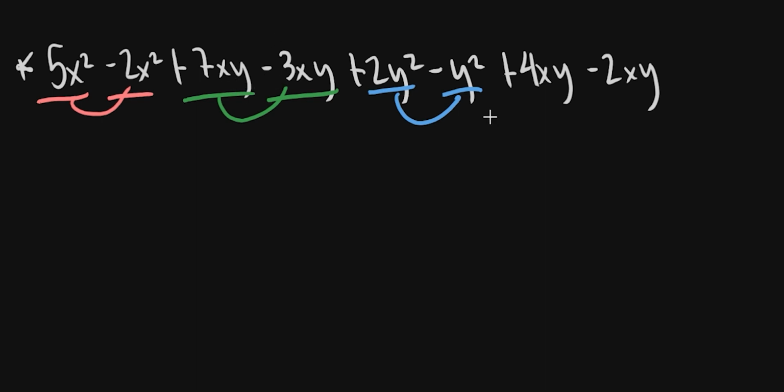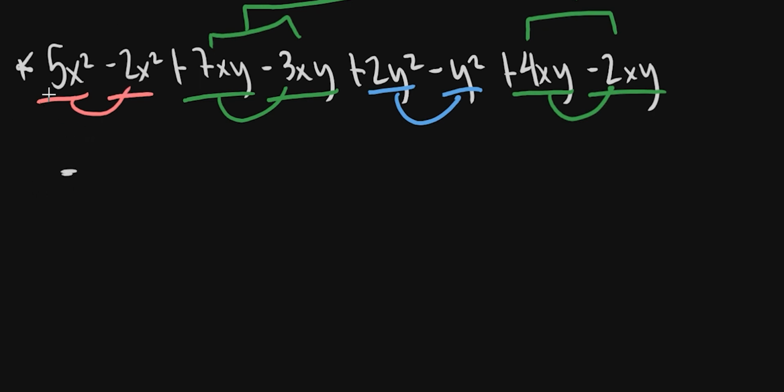And lastly, 4xy and negative 2xy are also similar terms. And as you could observe, xy could also be found in these two similar terms. Therefore, these four terms are similar terms. Therefore, these four should be combined to each other.